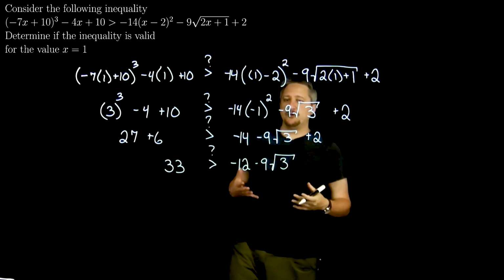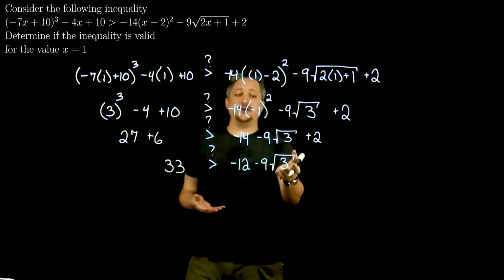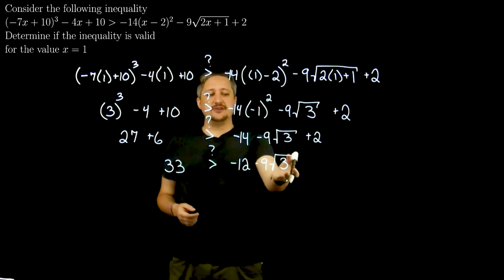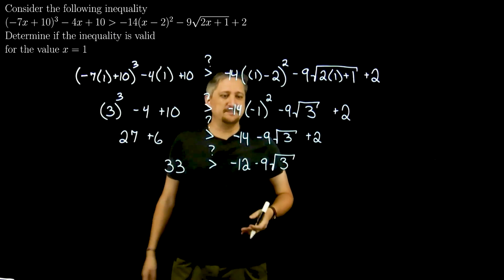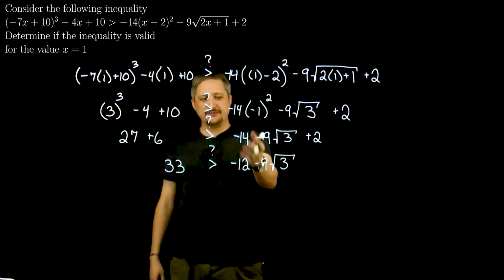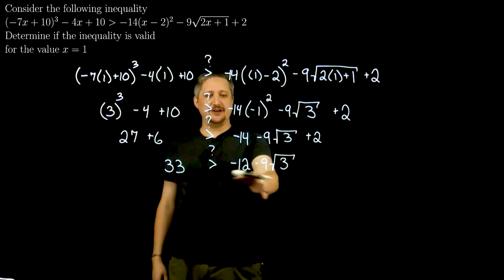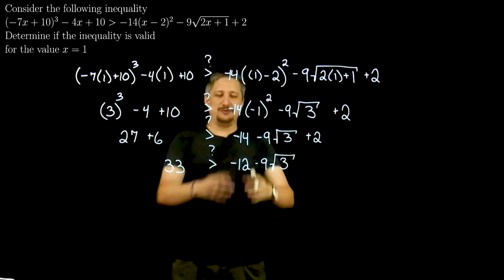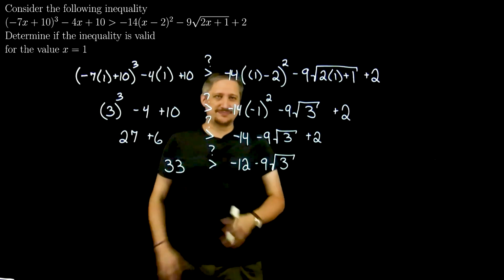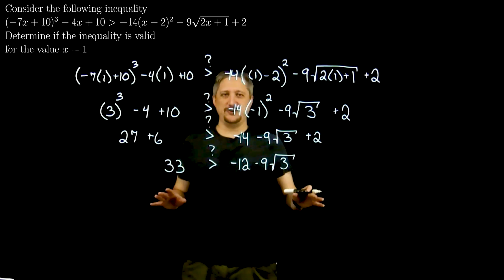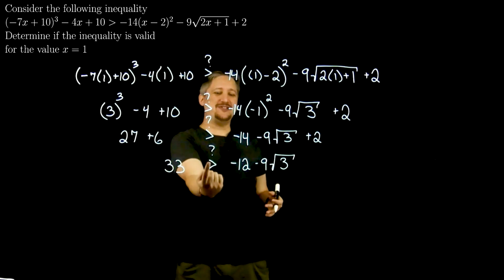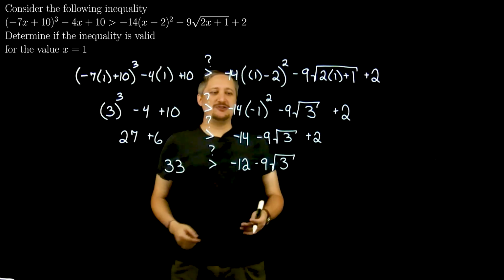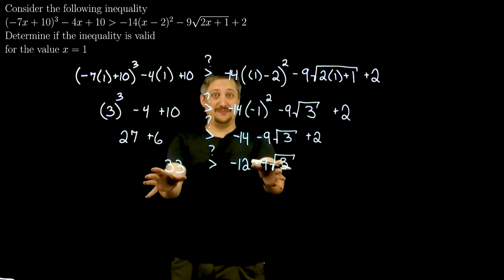Now, at this point, you might be wondering, okay, we need to get a calculator to figure out what root 3 is so we can compute this thing. Root 3 is like 1.71 or whatever, and then I can multiply by negative 9, take that value and combine it with the negative 12. Way too much work. You don't need to do that at all, because all we want to know is whether this inequality is true. We don't actually need to know what the sides equal.